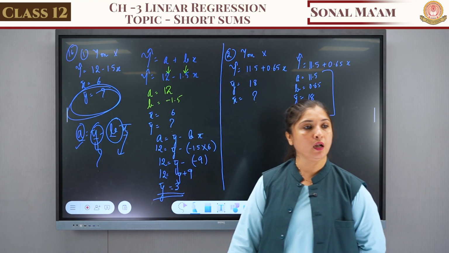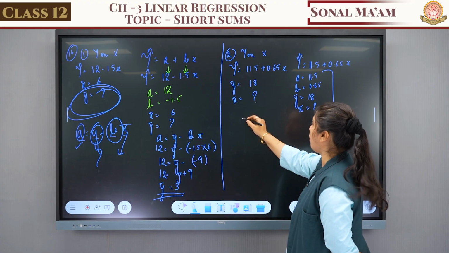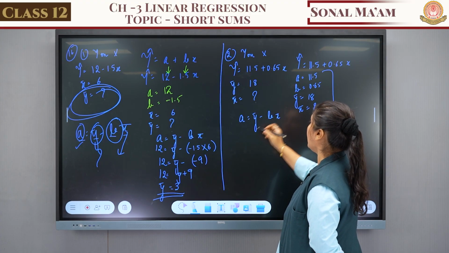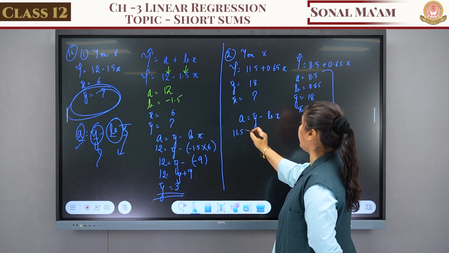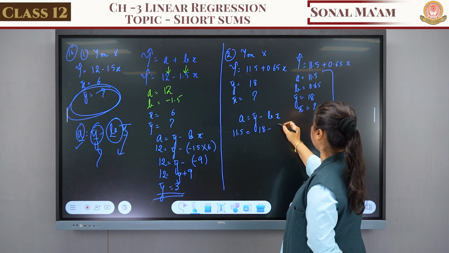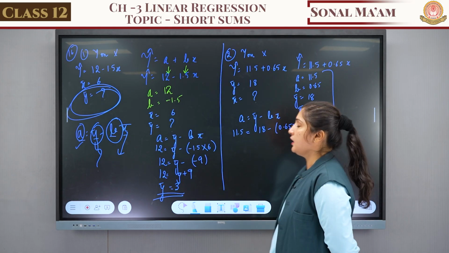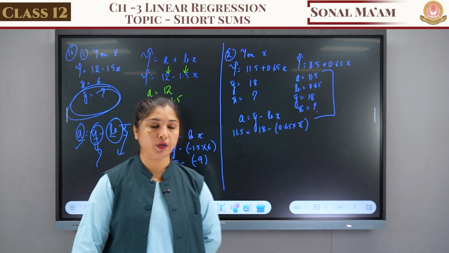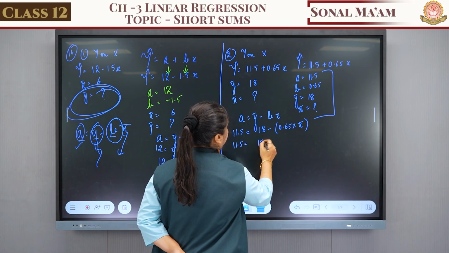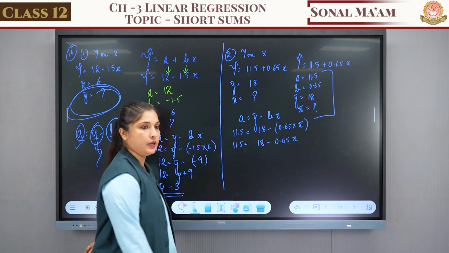Can't we find 1? Yes, of course. We will apply the formula of A, which is what? y bar minus B x bar. We have A as 11.5, y bar as 18, and B as 0.65 into x bar, which is missing. Okay, fine. 11.5 is equal to 18 minus 0.65 x bar. Is it clear?